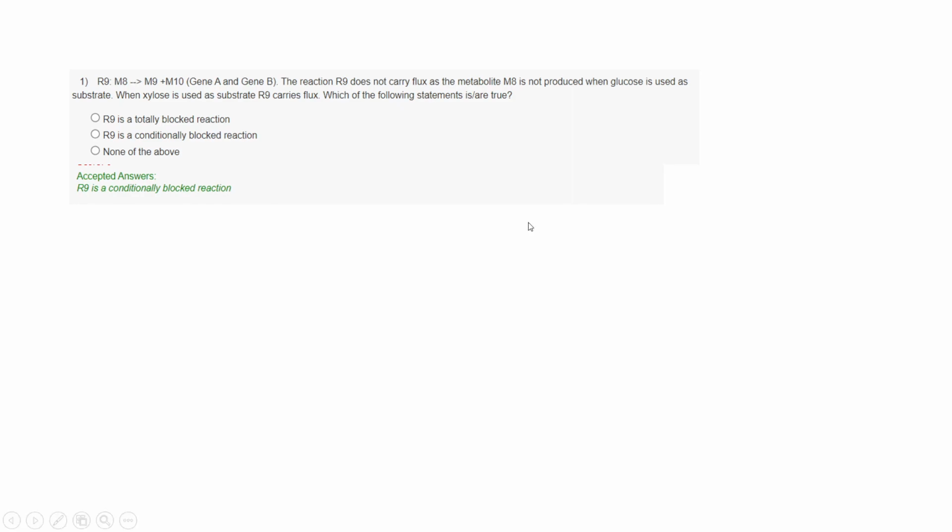So this R9 is basically conditionally blocked. When you are using glucose, it is a blocked reaction. When you are using xylose, it is not. So that is what a conditionally blocked reaction means. So yeah, R9 will be a conditionally blocked reaction. So that's true.